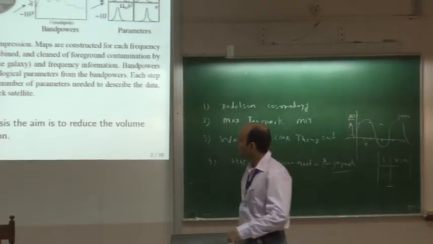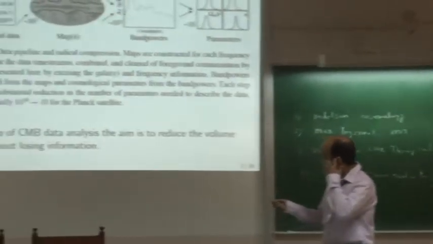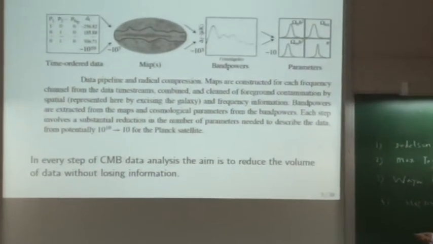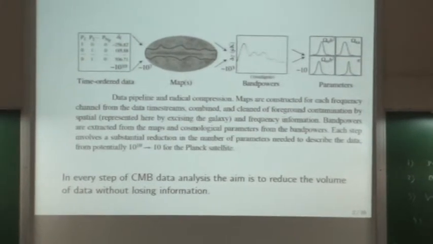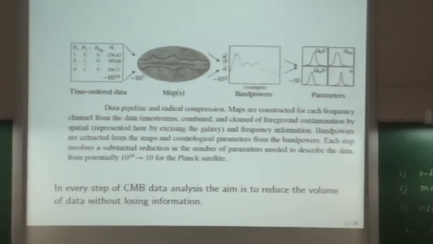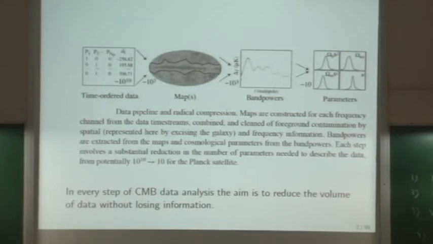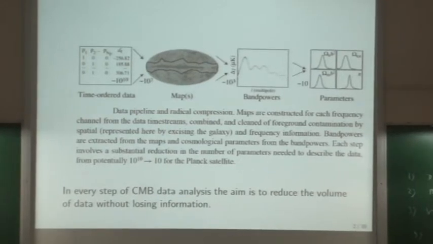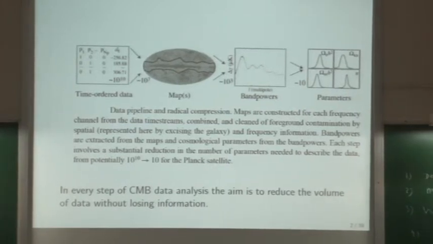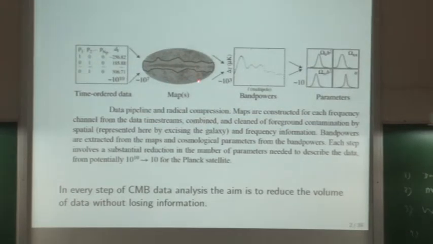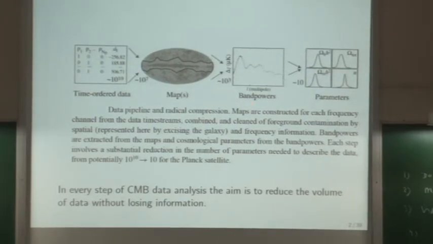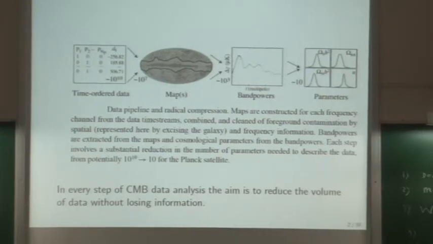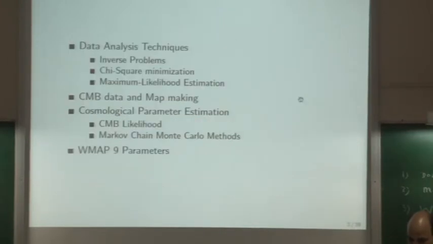So next, this is one stage. You have time order data directly coming from the satellite or the instrument. Basically, time order means at what time which pixel was observed. That is the information which we have. And it's a huge volume, it may be 10 to the power 10 numbers, maybe more than that. Then you make maps. I will show how you do that. Then you compute the power spectrum and all the rest of it.